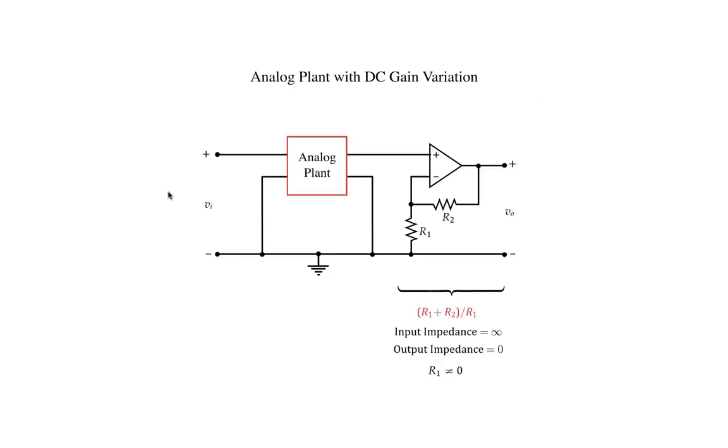This is the first of the 2, and in it we followed our original analog plant, which has a DC gain of 1, with a simple circuit comprised of a single op-amp and 2 resistors to create a new analog plant that has the dynamics of the original analog plant but a different DC gain.